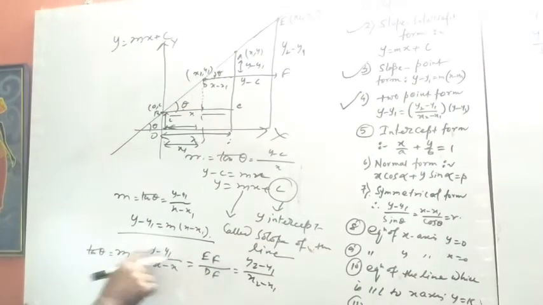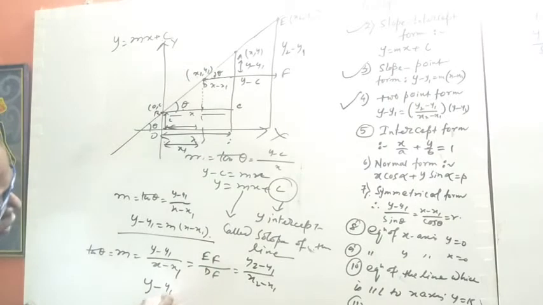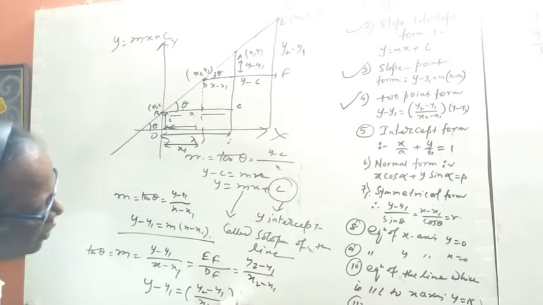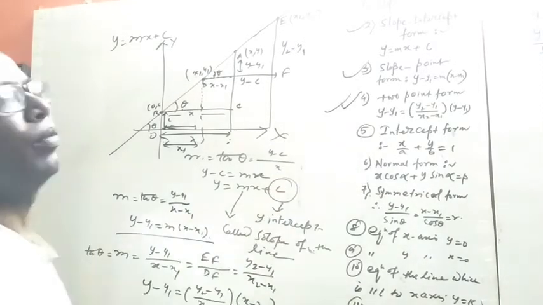So the another formula: m equal to (y minus y1) by (x minus x1), that is (y2 minus y1) by (x2 minus x1). This is the two-point form: y minus y1 equals (y2 minus y1) by (x2 minus x1) into (x minus x1). This is the number 4 point.